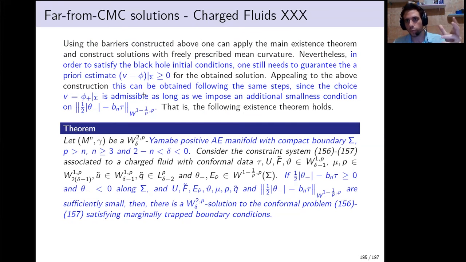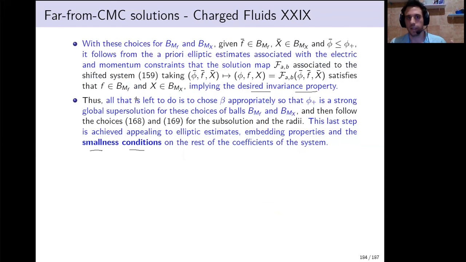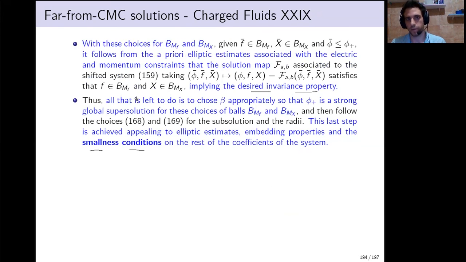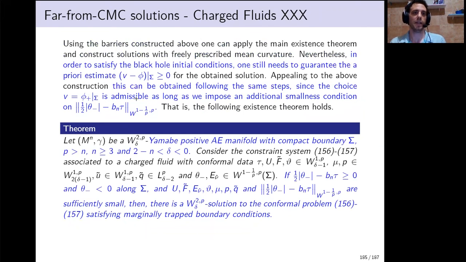But with that, we can provide, after imposing the smallness conditions, beta sufficiently small so that the construction works. And then we have a fixed beta, we have fixed alpha, we have fixed our radii, and we have our barriers. And using these barriers, we can apply the main existence theorem.